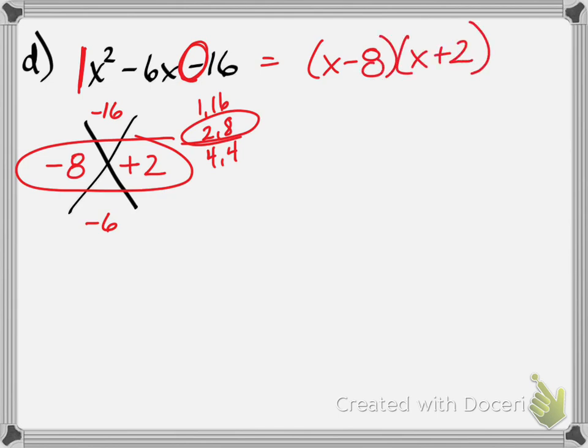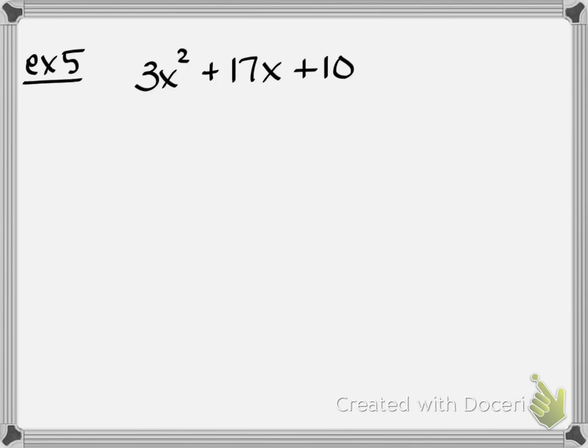So hopefully that came back to you okay, and you get to practice some of those, which are the nicer ones, because A is 1. And then we get to some where A is not 1. Example 5. Let's do 3x squared plus 17x plus 10.